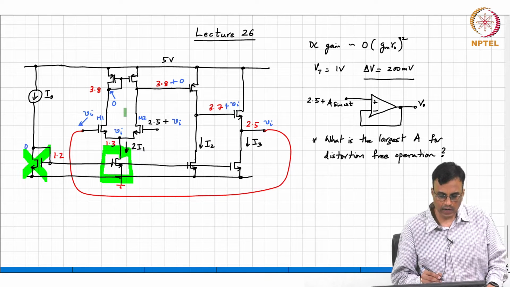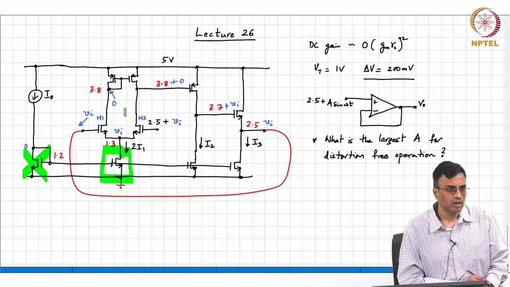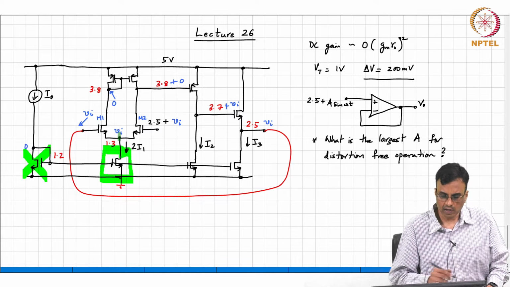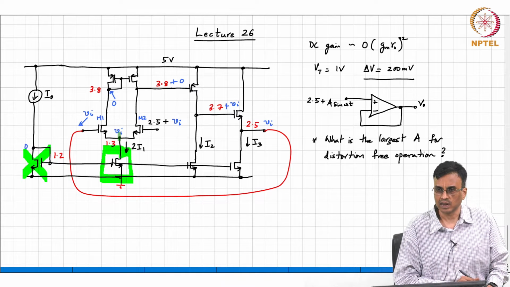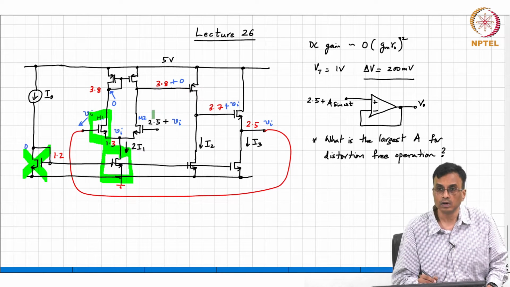What about M1? Do we need to worry about it or no? We need to worry about it because the gate is jumping up and down, whereas the drain is at a constant potential, right? So we need to worry about the transistor getting into the triode region. Okay, so M1 we have to worry about. What about M2? M2 also we have to worry about.